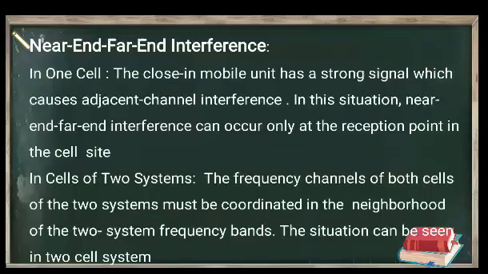Okay, next interference: near end and far end interference. See here, near end means the subscriber which is closest to the base station, and far end means some subscribers are apart from the base station or tower, we can say.